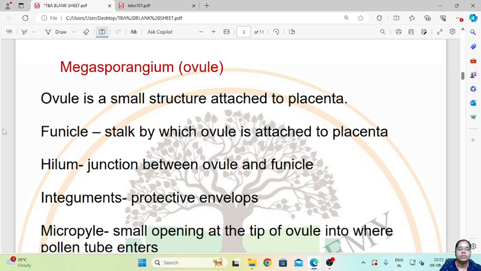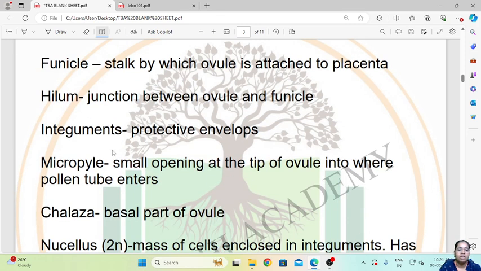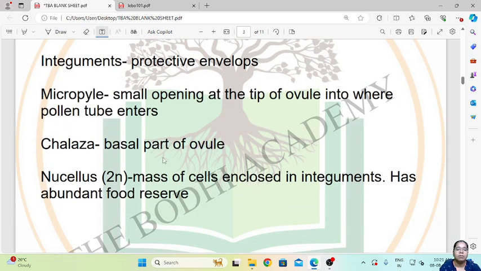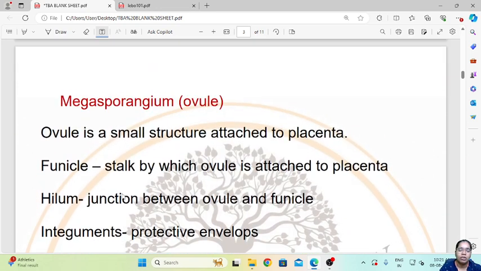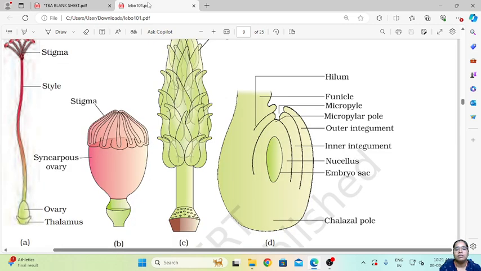The first part of the ovule is the funicle, which is a stalk by which the ovule is attached to the placenta. Then comes the hilum, which is the junction between the ovule and the funicle. Integuments are the protective envelopes. Micropyle is a small opening at the tip of the ovule through which the pollen tube enters. Chalaza is the basal part of the ovule, and nucellus, the mass of cells enclosed in the integument, has abundant food reserve. So these are the different layers of the ovule and how they function in the ovule.